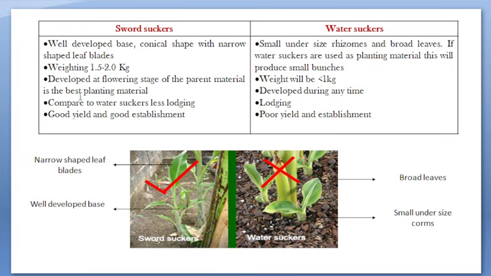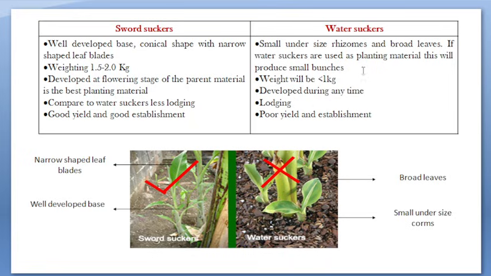Sword suckers we can select. Like you have seen in the previous photograph, it will have very narrow leaves with 1 to 1.5 to 2 kg sucker weight, and the ground portion or the root portion is well developed. There is no lodging, or less lodging, and we can establish a good banana orchard if we select sword suckers.